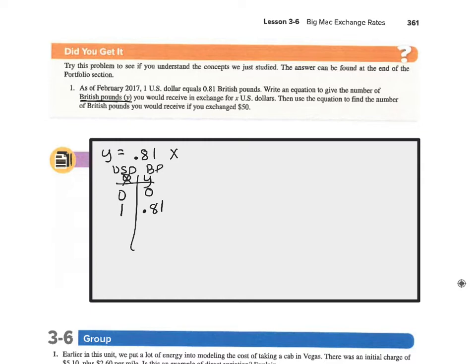Now, you didn't have to do that table like I just did. It's just a good way to double check your answer to make sure that you're right here. Okay, so my equation is up here, and I will use that to figure out how many British pounds I will get for 50 US dollars. So 0.8100 times 50 is 40.5 British pounds.